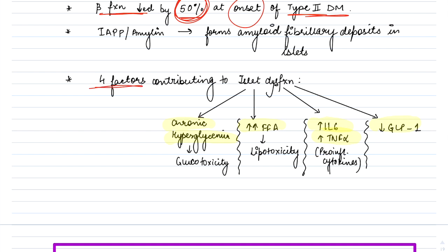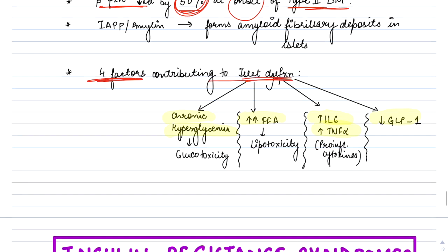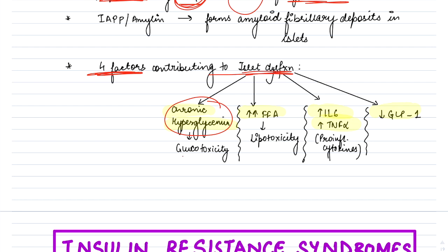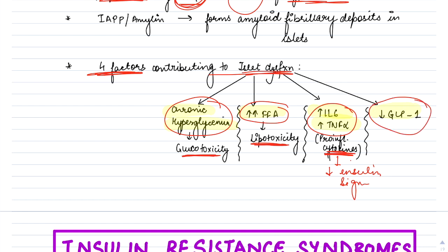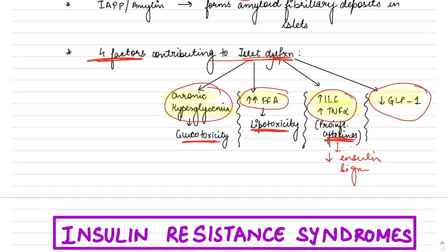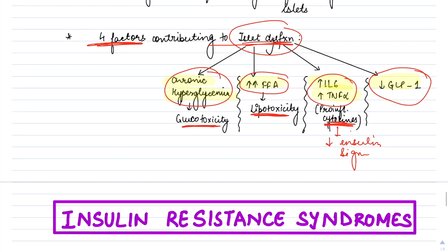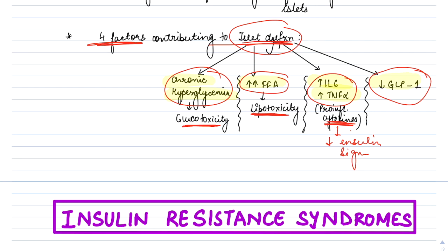So, four factors contribute to islet dysfunction. One is chronic hyperglycemia that leads to glucotoxicity, and increased free fatty acids that lead to lipotoxicity. Then there is increased IL-6 and TNF alpha, as we have discussed. These are pro-inflammatory cytokines that decrease insulin signaling. And last is the decrease in GLP-1 that occurs in cases of type 2 diabetes. So these are the four factors that lead to islet dysfunction in type 2 diabetes, and thus lead to decreased insulin secretion in type 2 diabetes.